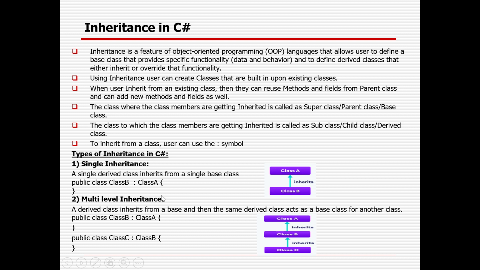So in multi-level inheritance, a derived class inherits from a base, and then the same derived class acts as the base class of another class. So class B is inheriting class A and class C is inheriting class B. There is a kind of multi-level inheritance relationship established: parent, child and grandparent.